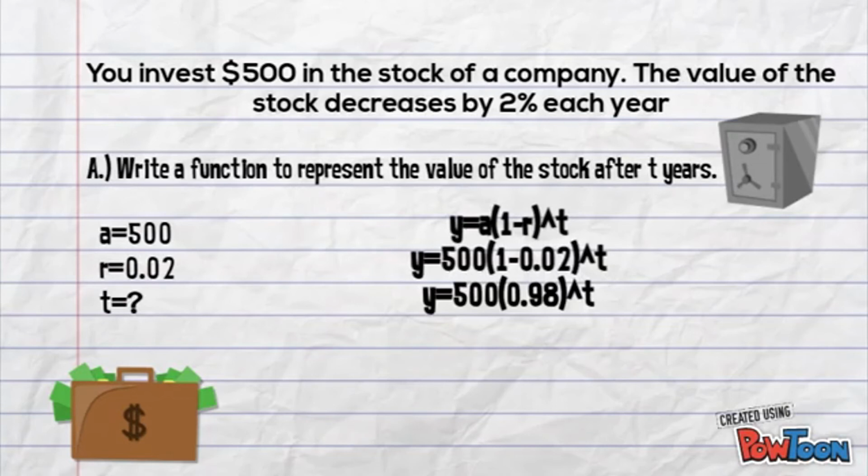We found the value of a to be 500, that's what we started with. R, the rate of depreciation, was 0.02, that's 2%. We do not know the value of t, and so we plug what we have into our equation, and we end up with y equals 500 times 0.98 to the t power.